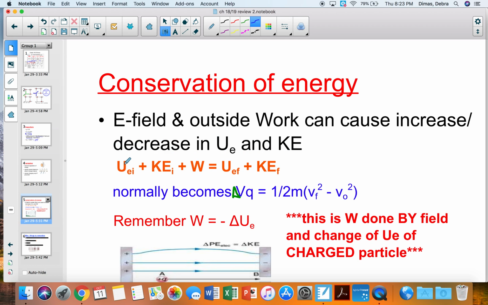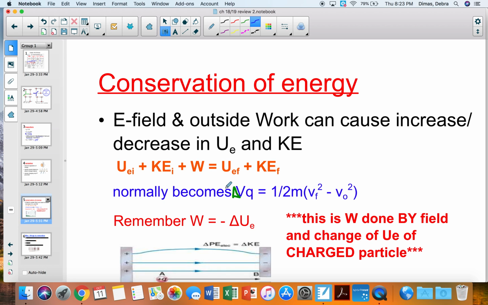So we have UE initial, oh wow, we used an I, plus KE initial plus work is equal to UE final plus KE final. So it's just like we've done before. Normally what happens is the change in UE becomes delta VQ, and you just set that equal to 1/2 MVF minus V naught squared, right?